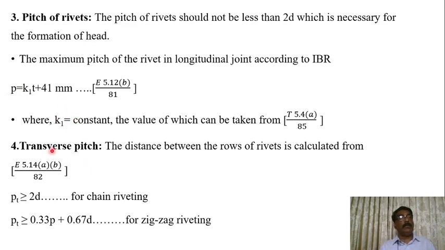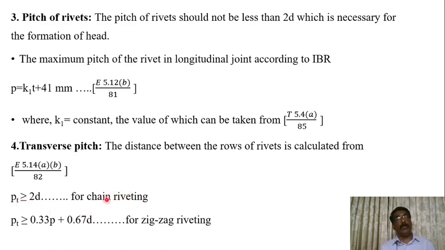Now the next important parameter is the transverse pitch we are going to design. You know that the transverse pitch is the perpendicular distance between the two rows of rivets, and it is given by Pt equal to 2 into D, where D is the diameter of the rivet hole. This is for chain riveting.